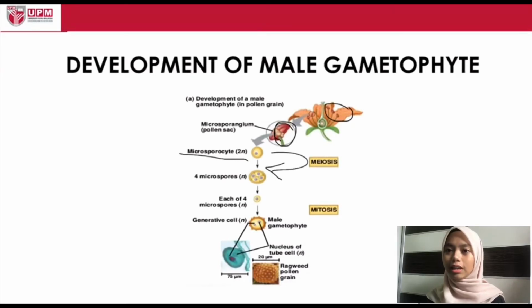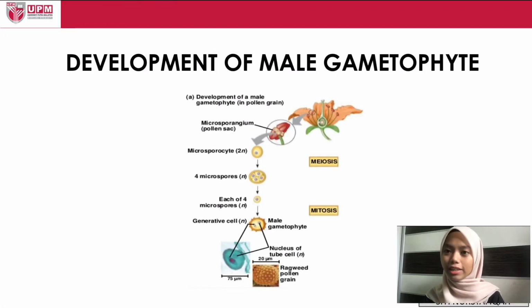And then the haploid nucleus will divide mitotically and produce a pollen grain, which is the immature male gametophyte. The pollen grain consists of a tube cell and a generative cell. And later on, the tube cell will produce a pollen tube and the generative cell will produce 2 sperms. And once these events have taken place, the pollen grain has become a mature male gametophyte.